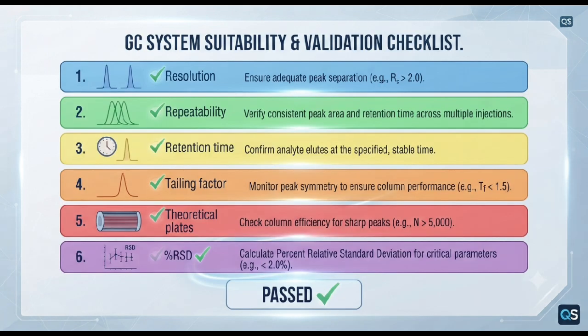System suitability. Before evaluating sample results, system suitability requirements must be checked, depending on the method. These may include retention time, resolution between critical peaks, peak symmetry or tailing, theoretical plates, and response repeatability or RSD. System suitability demonstrates that the chromatographic system is performing adequately before sample results are evaluated.